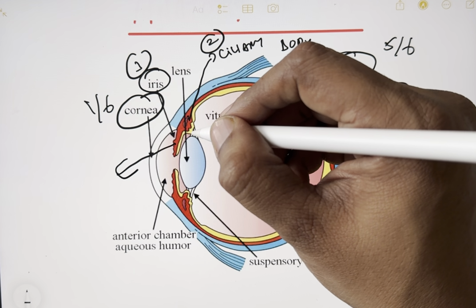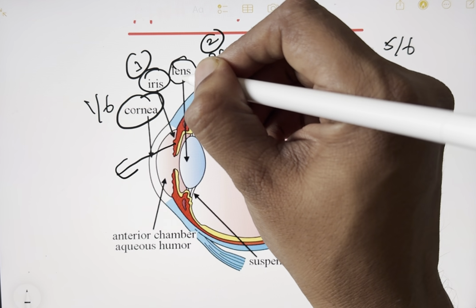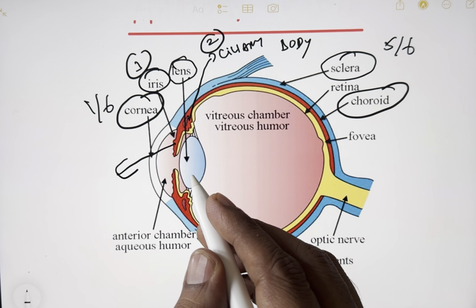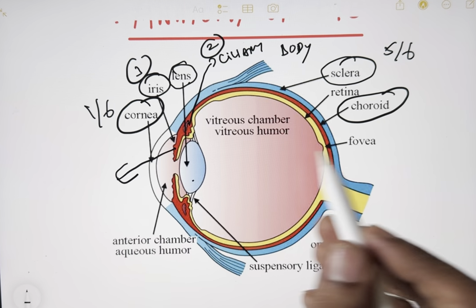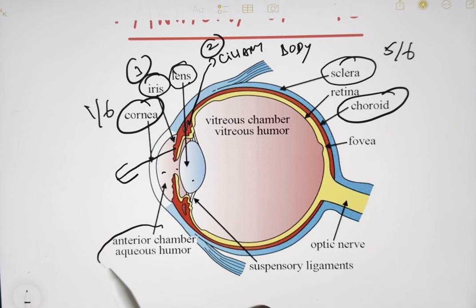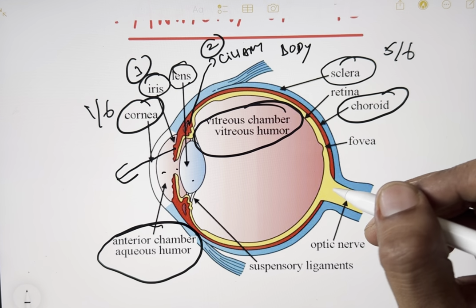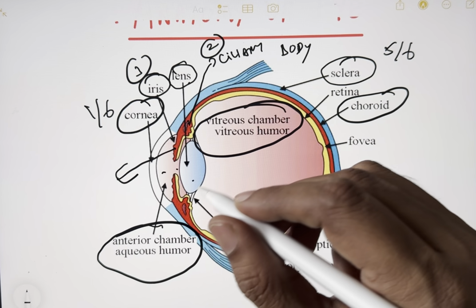Through the ciliary body there are suspensory ligaments which suspend the lens. Now, this lens divides the eyeball into an anterior segment and a posterior segment. In the anterior segment there are the anterior chamber and posterior chamber, containing aqueous humor. Posteriorly it has vitreous humor, and the inner layer is made up of the retina.